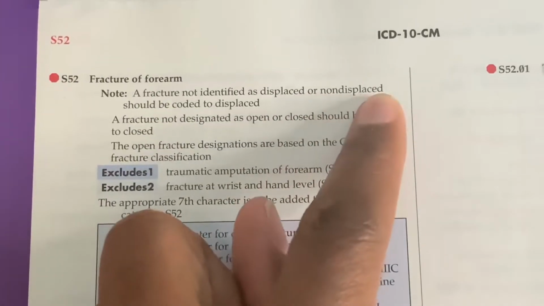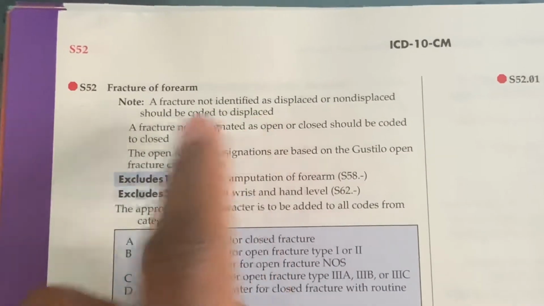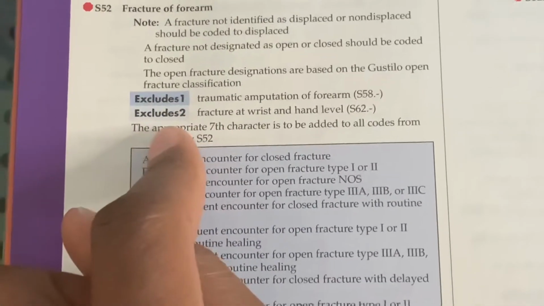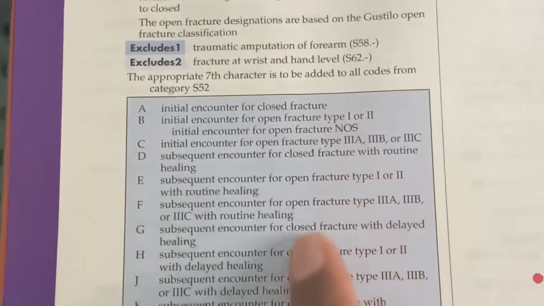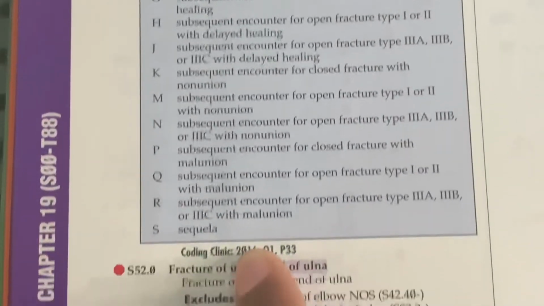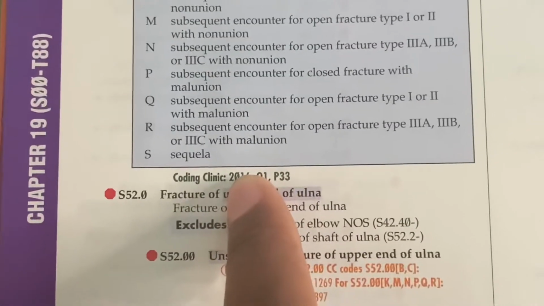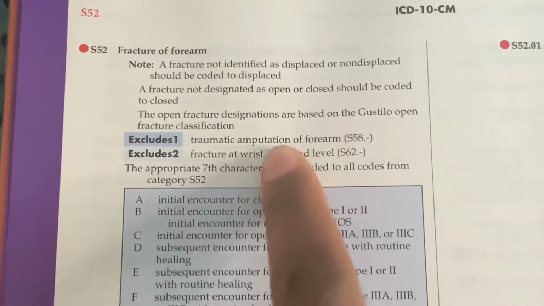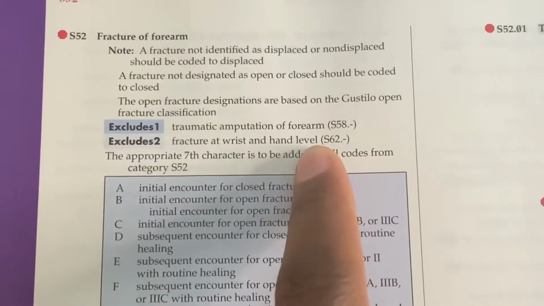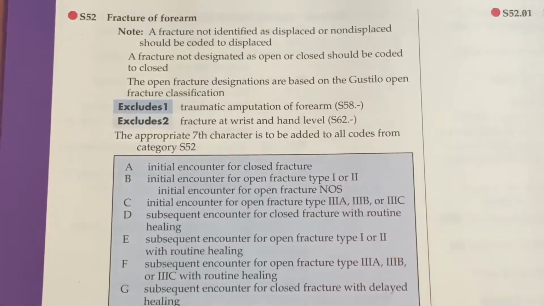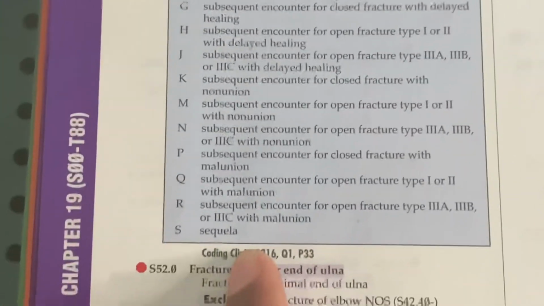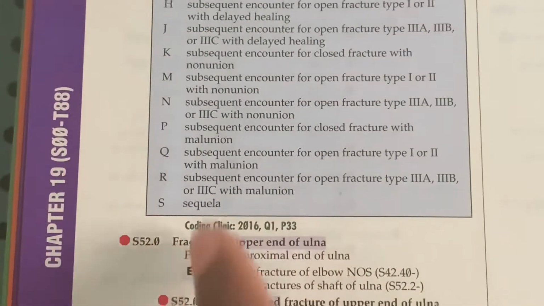A fracture not identified as displaced or non-displaced should be coded as displaced. We have notes around excludes 1 and excludes 2. And then we have our table that's going to help us build out our 7th character. Okay? So for the code that we're going to complete, we have to come here to make sure we're reading the instructional notes, and based upon our documentation, we're going to assign the correct 7th character.